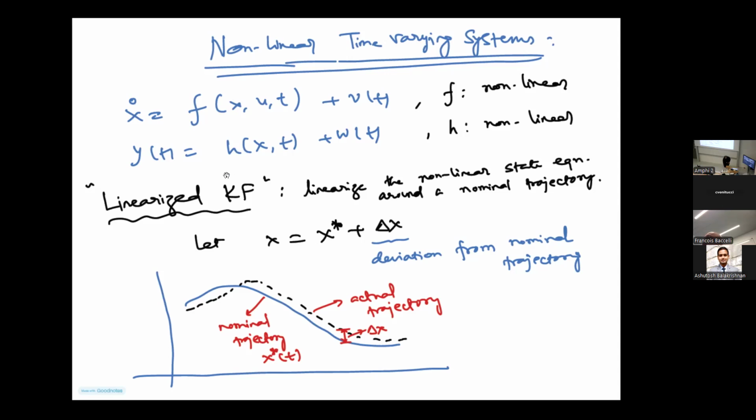So first we'll see the linearized Kalman filter, which is a very simple extension of the Kalman filter. The idea of the linearized Kalman filter is to linearize the nonlinear state equation around a nominal trajectory. So let's take x to be some x star plus del x. And del x is now my deviation with respect to the actual trajectory. And we have x star, which is the nominal trajectory.